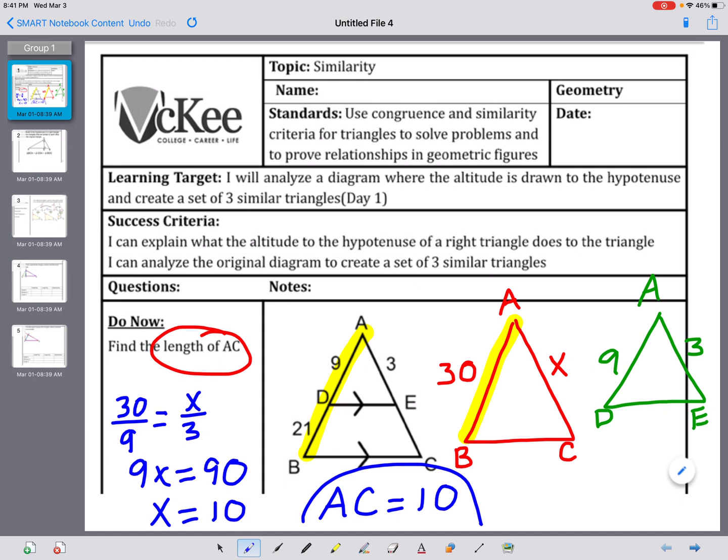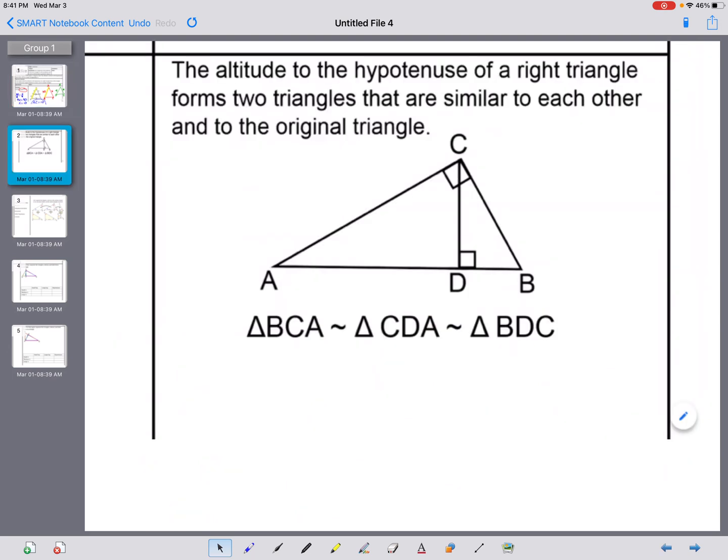Alright, so what we're going to be doing today is similar to what we have been doing, except now we're going to be looking at a diagram that actually has three triangles, not two, but three triangles. So certainly going to be a little bit more difficult. And this is a very popular diagram. You'll see it at every Regents exam.